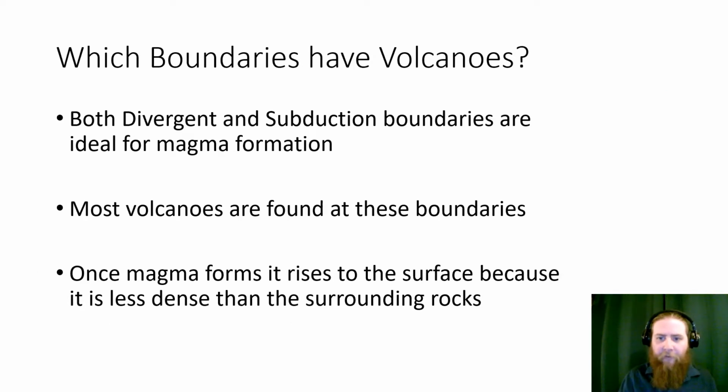So which boundaries are volcanoes common at? Both divergent, where two plates are moving away from each other, and subduction, where they're coming together and one's diving down beneath, are ideal for magma formation. So we see most of our volcanoes at these boundaries. Once this magma forms, it rises to the surface because it is less dense than the surrounding rocks. It's hotter, it's less dense. Hot, less dense things are going to rise. They're going to move upward.